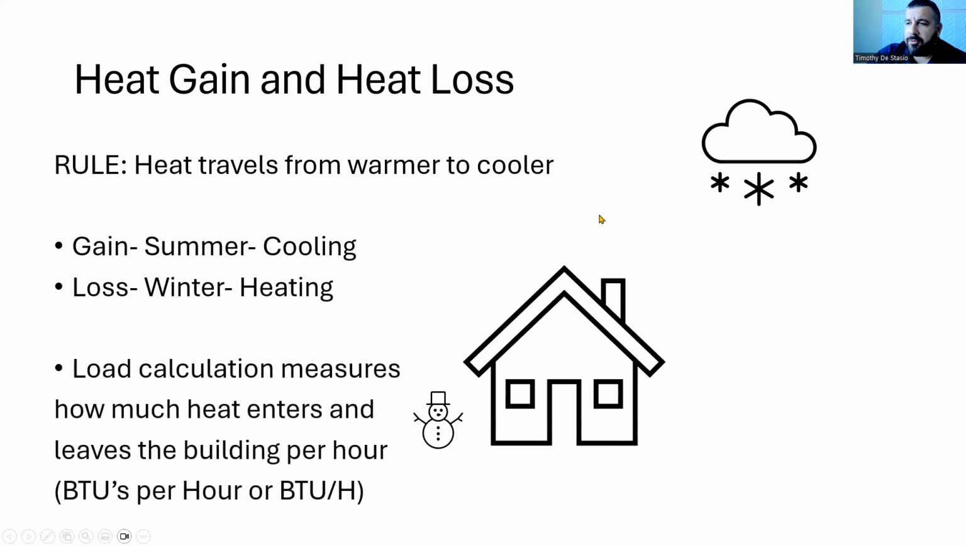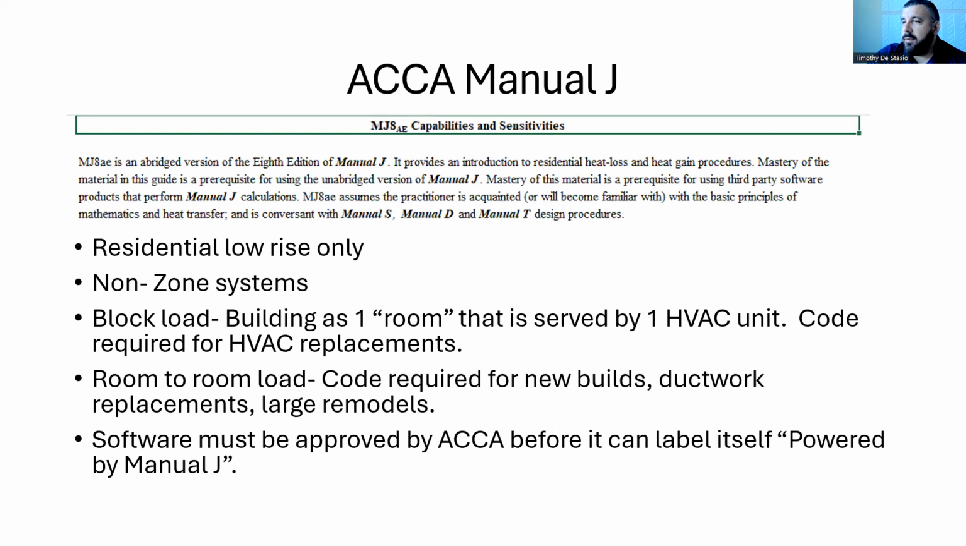Heat load calculations measure how much heat enters and leaves the building per hour. So we're talking about heat gain and loss. And we measure that in BTUs per hour, or BTUH. ACCA Manual J is very useful, but there are some limitations. For example, we only want to use this on residential low-rise buildings only, so we wouldn't use that on a commercial high-rise. If we have a zone system, Manual J needs a little bit more help, and that's where some of the other ACCA manuals, like Manual ZR, come into play.